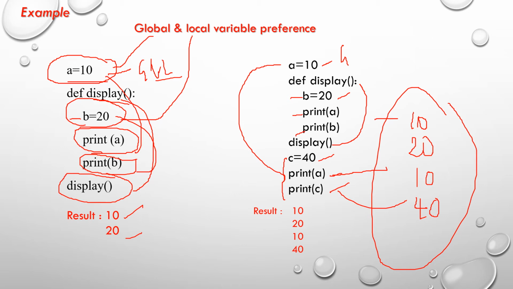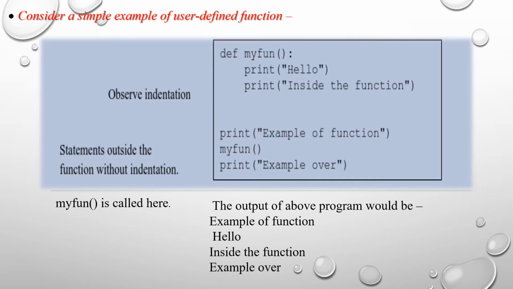Let's consider a simple example of a user defined function. Here def is the keyword, and my fun is the function name, and the arguments are 0. So this is the function header, and here we are going to print hello inside the function, and again we are going to print example of function. Here we call the function name.